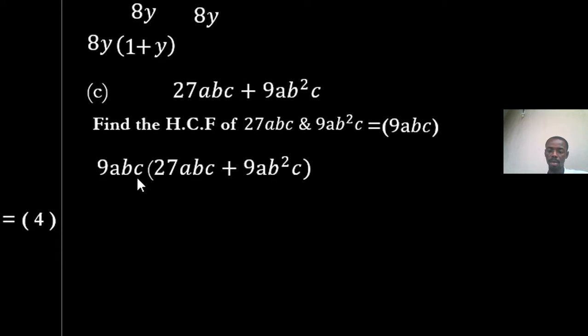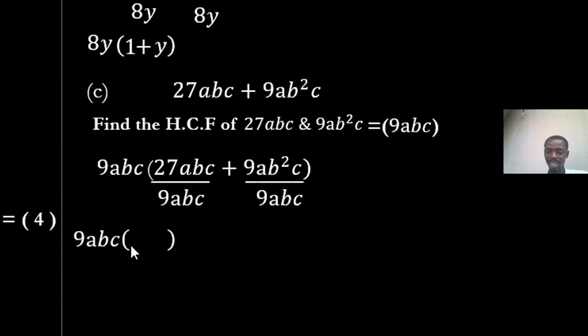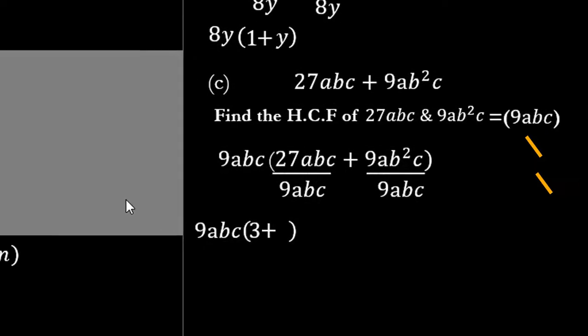So how does it work? Now, 27 divided by 9 is giving us already 3. A cancels A, B cancels B, C cancels C. So we are only having 3 left here. Then this addition sign plus. Then 9 cancels 9, A cancels A, C cancels C. But here this is B squared divided by B, then we are left with just 1 B. Okay, the analysis is here.